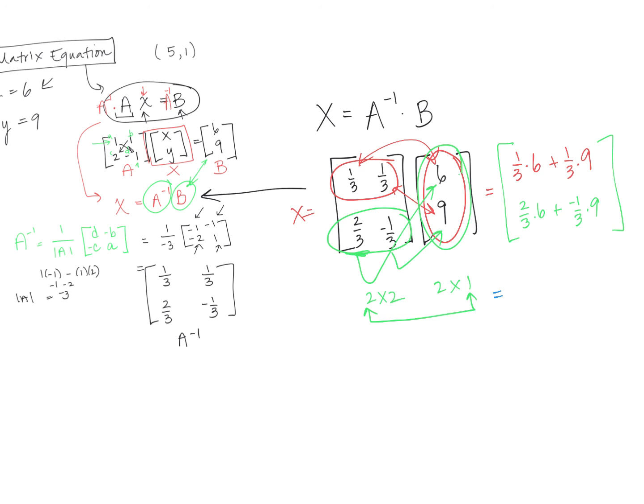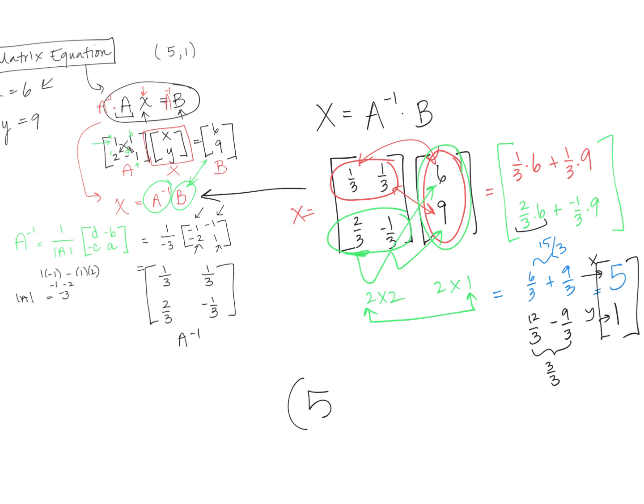And so if we multiply, we'll have 6/3 plus 9/3, which will be equal to 15/3, which is 5. And then in the bottom, we're going to have 12/3 minus 9/3. Well, that's really 3/3, which is 1. So we're going to get [5; 1], which again, this is corresponding to our X, and this is corresponding to our Y. Or you can write it as an ordered pair, (5, 1), which again matches up with what we got last week. So this is just a different method for solving the system.